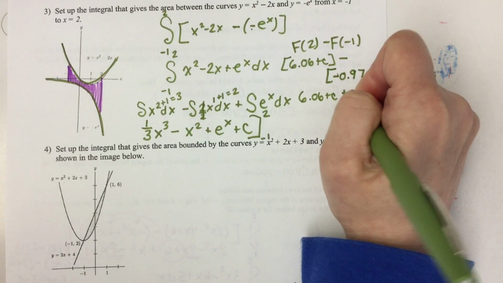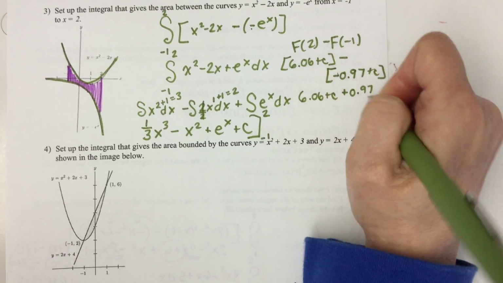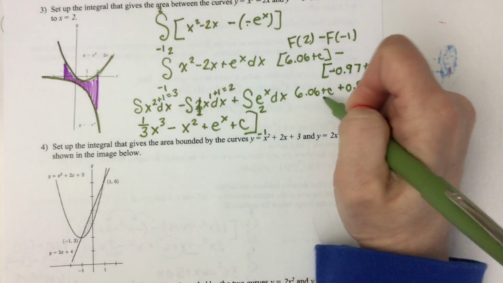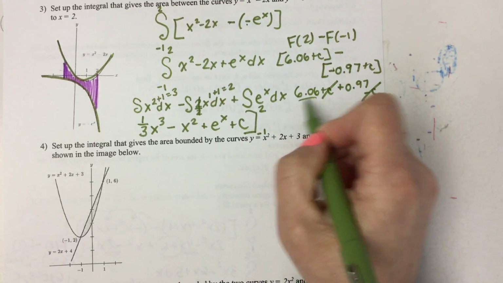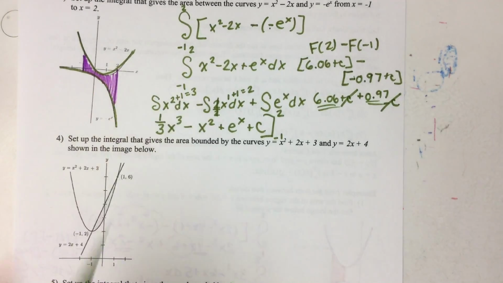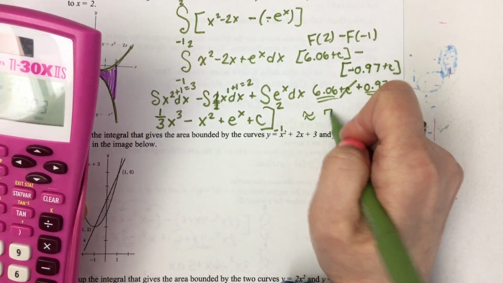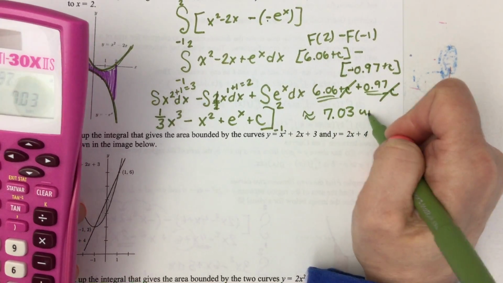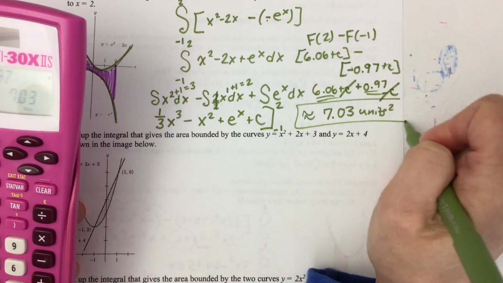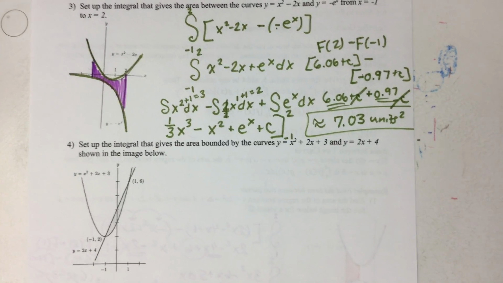Negative times a negative makes it plus 0.97. Negative times a positive makes it a negative. Positive c, negative c, add those two numbers together, and that's the area of that curve. 6.06 plus 0.97. We have an area that is approximately 7.03 units squared. Okay, and that's how 6.4 goes.